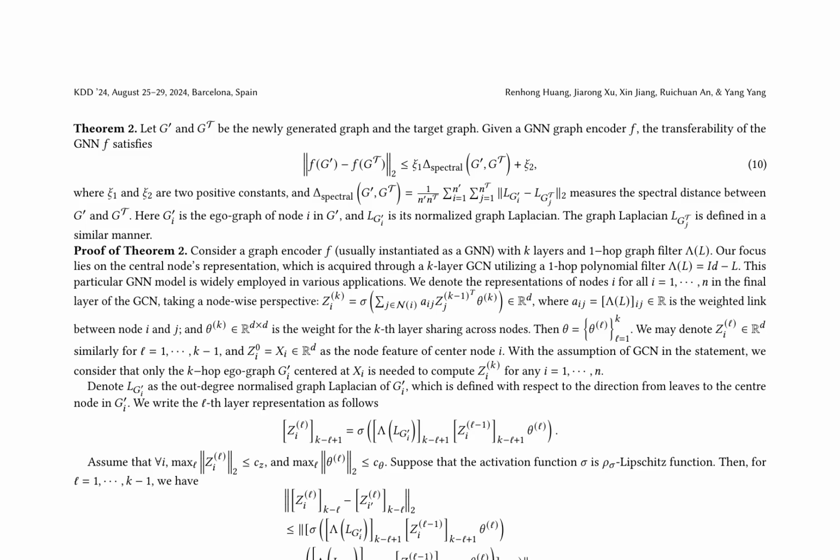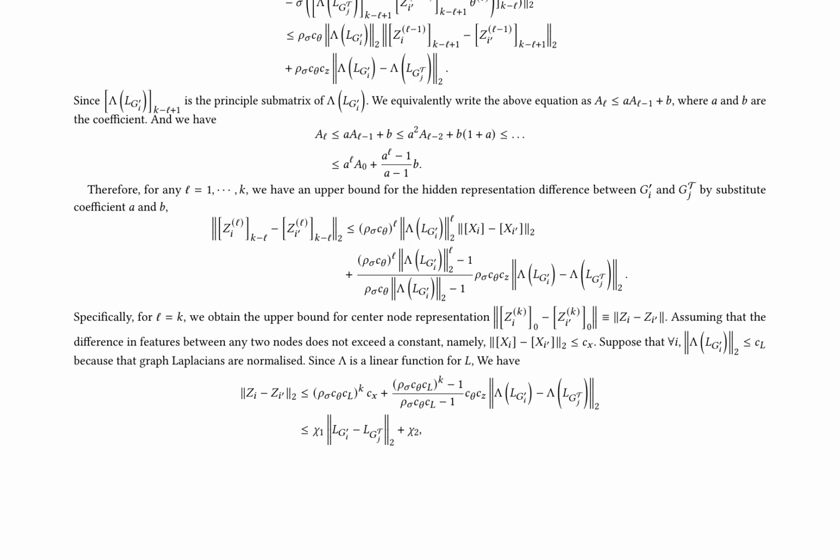The paper also introduces Theorem 2, which focuses on the transferability of GNNs. This theorem states that the difference in representations between two graphs is bounded by the spectral distance between the graphs. The proof of Theorem 2 involves analyzing the GNN model, specifically a C-layer GCN with a one-hop polynomial filter. The authors derive an upper bound for the hidden representation difference between two graphs, which is used to prove Theorem 2.